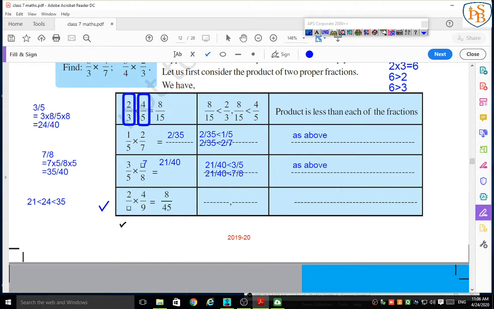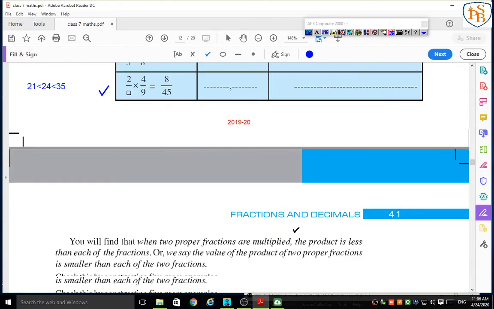Just write in your rough notebook: 2 upon blank space into 4 upon 9 is equal to 8 upon 5. Now you have to compare these 2 fractions with their product, and write your final result in a sentence. Okay, now we will move forward.